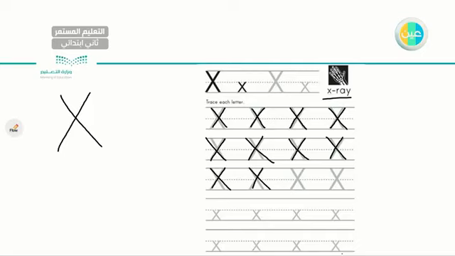Small x is exactly the same. This is how we write the small x. Okay? Make sure you are writing them between the lines. X, X-ray. Very good. So, the first letter we have is W. After that we have X.